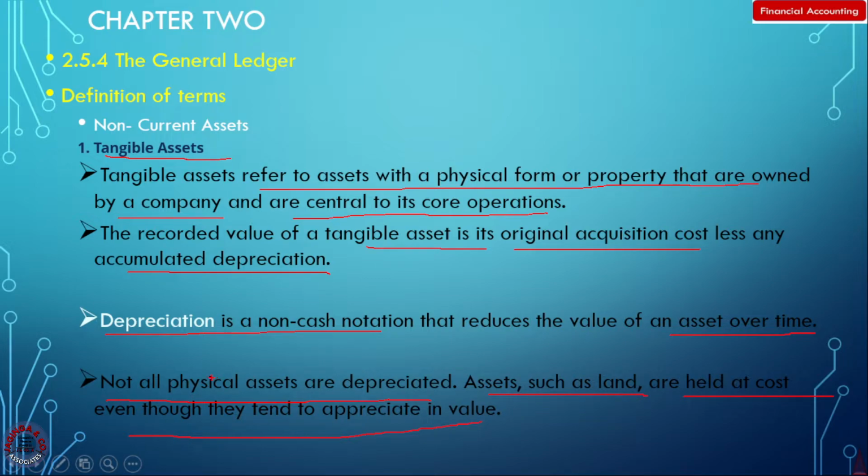So we are saying not all physical assets are depreciated. Assets such as land are held at cost, even though they tend to appreciate in value. They appreciate in value, but in our books, we'll record them at the original cost at which we purchased them. So I hope, ladies and gentlemen, you understand what we mean by tangible assets, and that not all physical assets are depreciated. So let's move on.